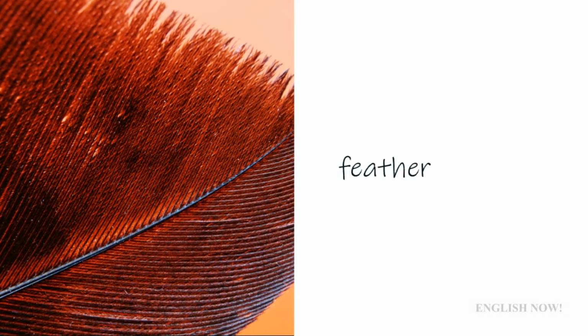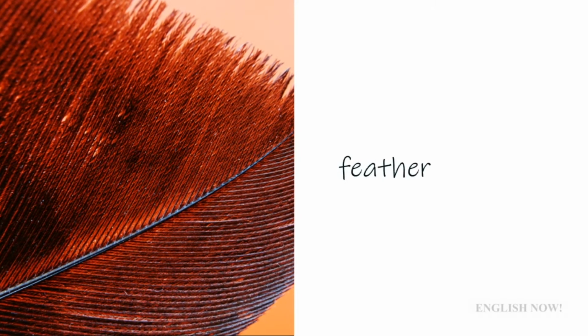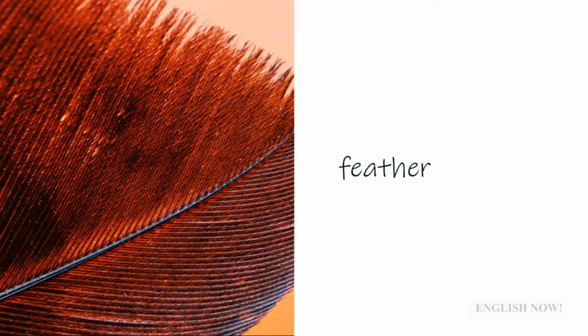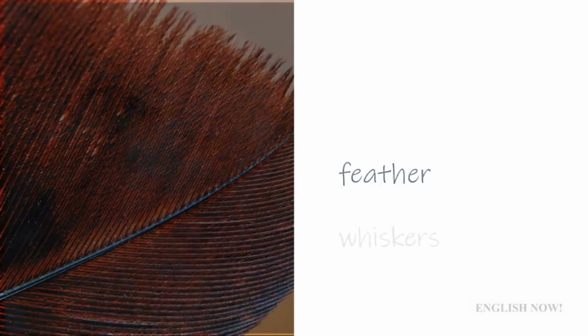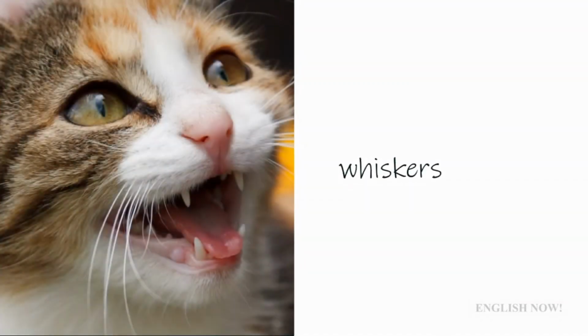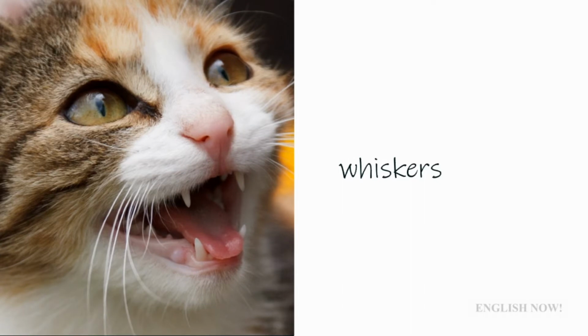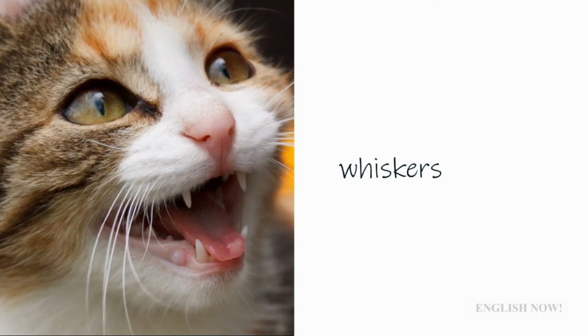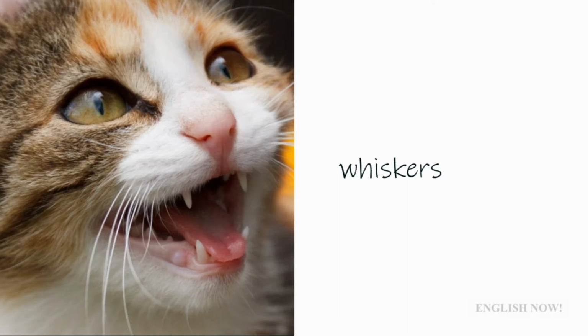Feather. Whiskers. So the whiskers here we can see in the cat is like the cat's moustache, the long hairs coming out of the cat's face, or a dog for that matter as well. And it's whiskers.